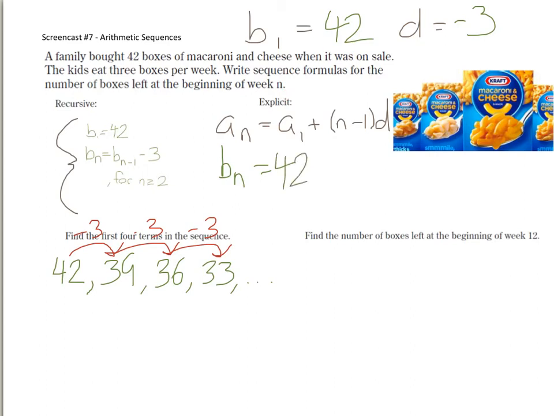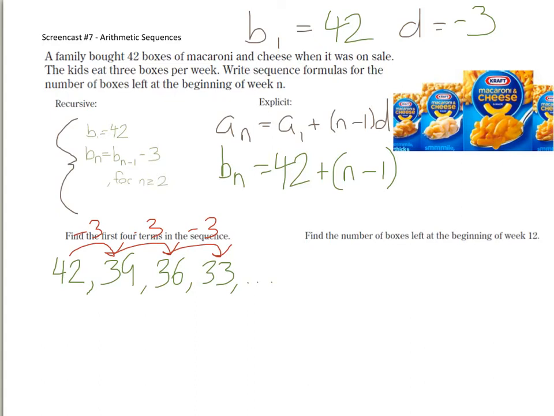a few moments ago, and we're going to add to that n minus 1, and we're keeping n as n because remember this is going to generate any term in the sequence. In other words, any week that we're talking about, the 12th week, the 30th week, the billionth week, if they like macaroni and cheese for that long. And then we're going to multiply it, of course, by d, which is our common difference.